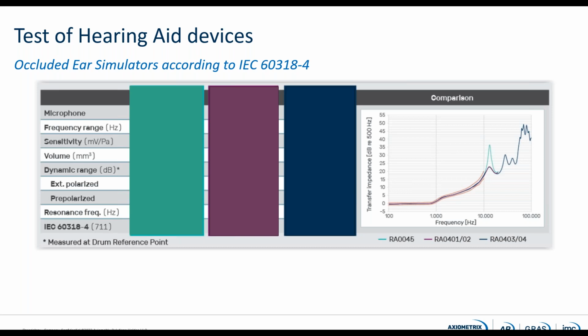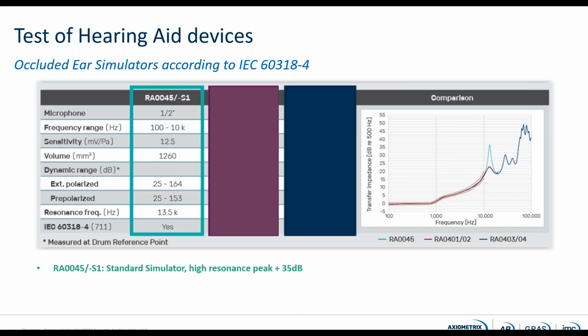If we look at the occluded ear simulator, the standard ear simulator, where we are using a standard half-inch microphone, has a frequency range from 100 Hertz to 10 kilohertz. It's the frequency range described in the standard, that it has to be like this, and there's a certain tolerance in this frequency range.